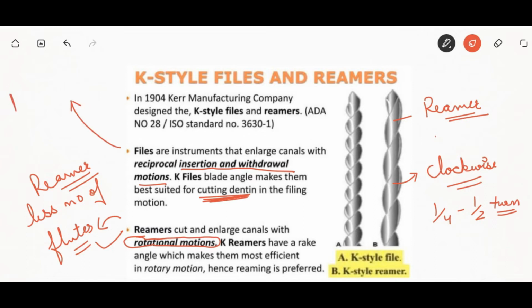The files are instruments that are used during the cleaning and shaping of the root canal. The files are predominantly used with a filing or rasping action, in which there is little or no rotation in the root canal.